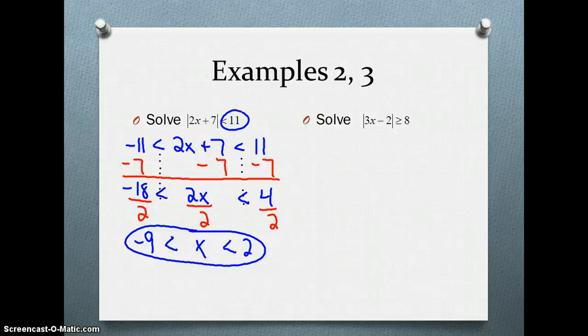Okay. Our OR inequality. We have the absolute value of 3x minus 2 is greater than or equal to 8. Two inequalities we need. First, 3x minus 2, switch the inequality symbol, and take the opposite. There's one of them. The second, all we have to do is drop the absolute value symbols. 3x minus 2 is greater than or equal to 8. And we have our two inequalities that we will need to solve here.